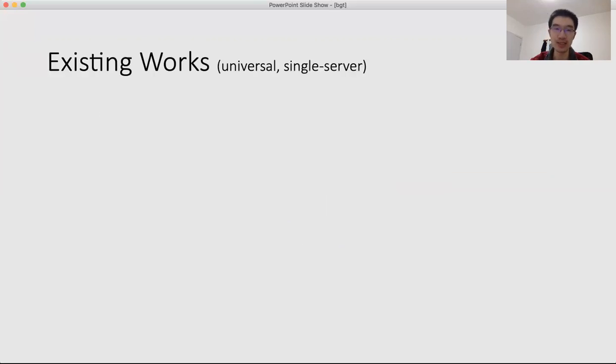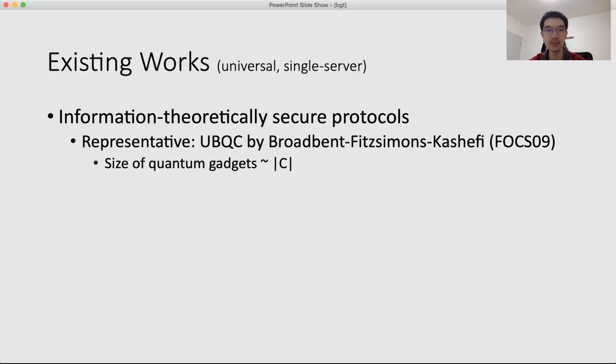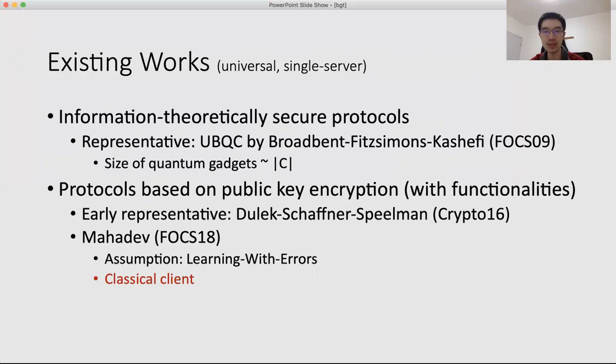So let's first give a review of prior works, and we'll focus on universal protocols using only a single quantum solver. Prior works can be classified into two classes. One class is information-theoretic protocols, and the representative is a protocol by Broadbent, Fitzsimons, and Kashefi. In this protocol, the size of the quantum gadgets prepared by the client is linear in the size of the circuit to be evaluated. Another class is protocols based on public-key encryption. An early representative is a protocol by Dulek, Grilo, Jeffery, Majenz, and Schaffner, and recently Mahadev developed a protocol based on the learning with errors assumption. In this protocol, the client can be completely classical.